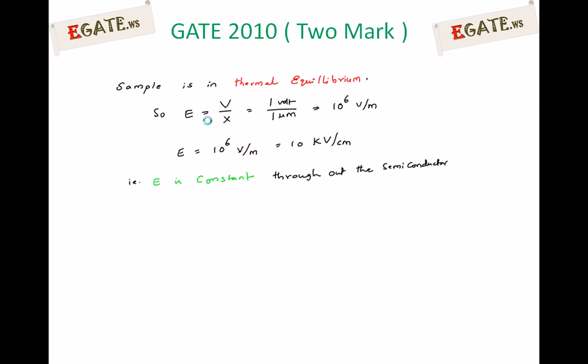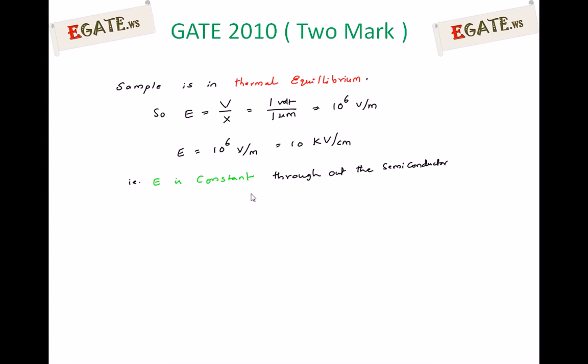So E is equal to V by x. V is 1 volt by 1 micrometer, which is nothing but 10 power 6 volt per meter. Electric field is 10 power 6 volt per meter, which is nothing but 10 kilovolts per centimeter. Simply converting meters into centimeters, it is 10 kilovolts, that is 10 power 4 volt per centimeter. And this electric field is constant. You can calculate in another way also. E is equal to V by x, where V is 0.5 volts at x is equal to 0.5 micrometers. So again you will get the same answer. So the electric field is constant throughout the semiconductor.